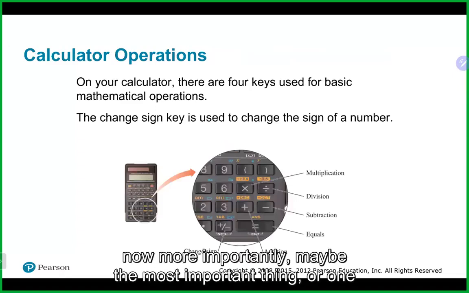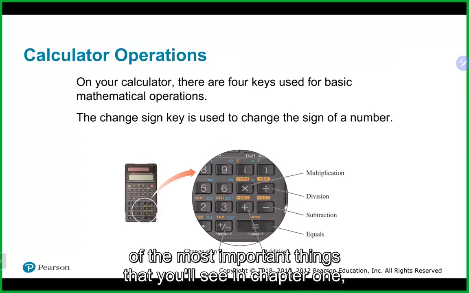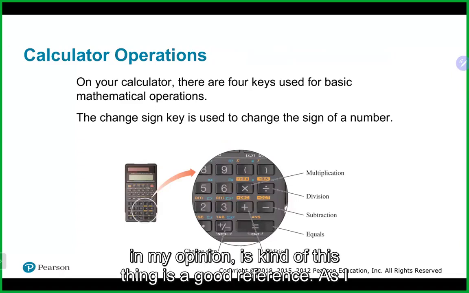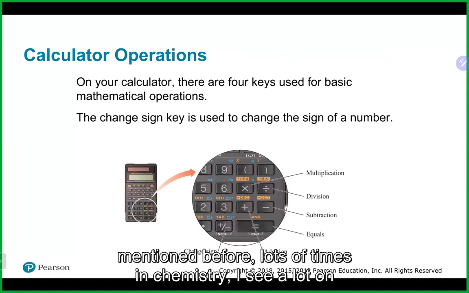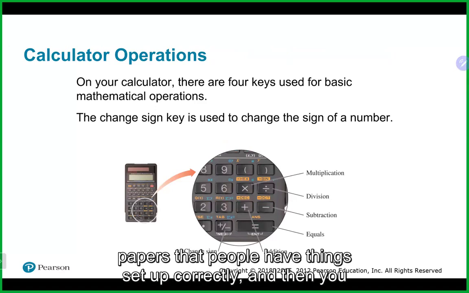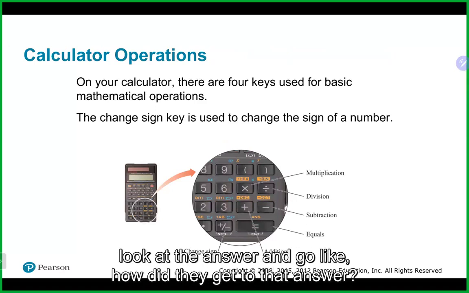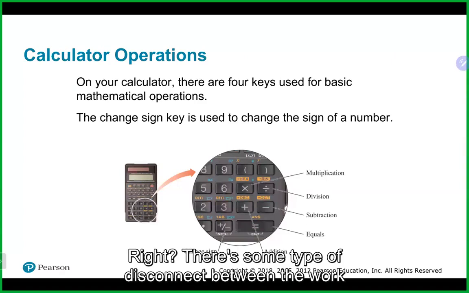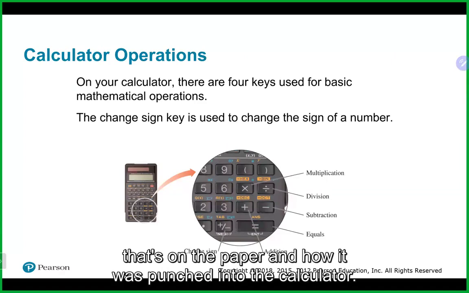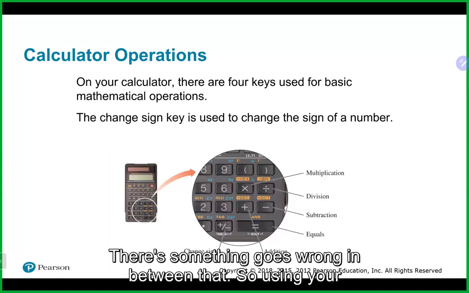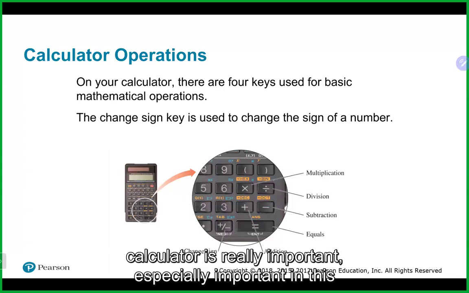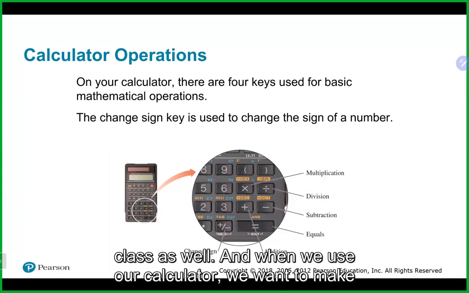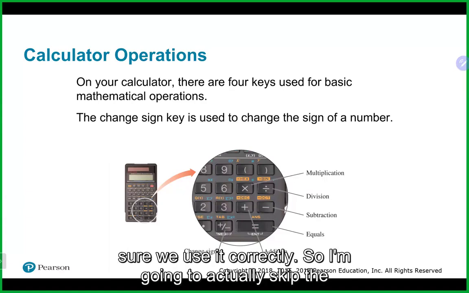Now, maybe the most important thing, or one of the most important things that you'll see in chapter 1, in my opinion, is this thing. It's a good reference. As I mentioned before, lots of times in chemistry, I see it a lot on papers that people have things set up correctly. And then you look at the answer and go, how did they get to that answer, right? There's some type of disconnect between the work that's on the paper and how it was punched into the calculator. Something goes wrong in between that. So using your calculator is really important, especially in this class. And when we use our calculator, we want to make sure we use it correctly.